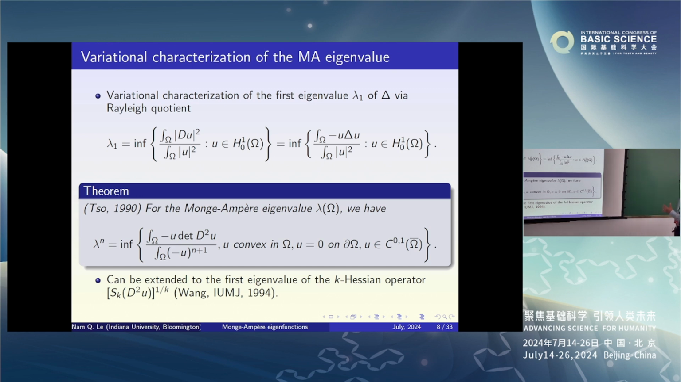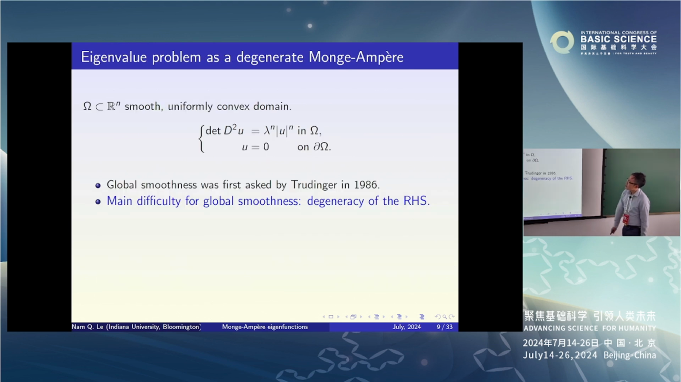All right, so this is the way we characterize the Monge-Ampere eigenvalue variationally. And this formula can be extended to the case of the K-Hessian operator by a paper by Quang in the Indiana University Math Journal. So the way I put it, because this is where I come from, that's the journal in my department. All right. So now we saw many interesting properties of the Monge-Ampere eigenvalues and eigenfunction.